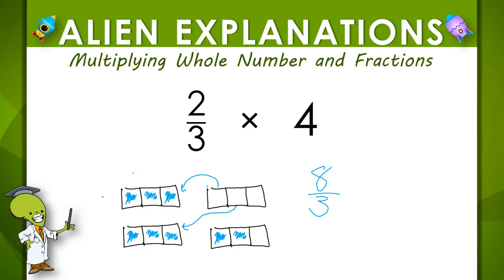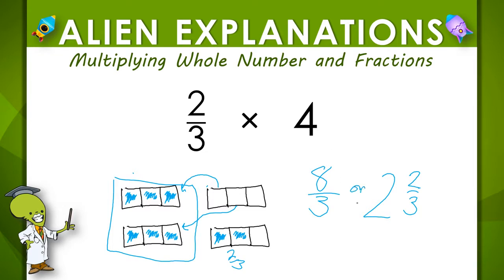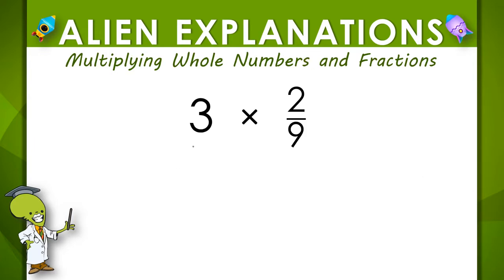So now I can see that I have 2 wholes and 2/3 left over. So the answer to the expression 2/3 times 4 could be represented as 8 thirds or 2 wholes and 2/3. Now sometimes drawing a picture might not be the best option.